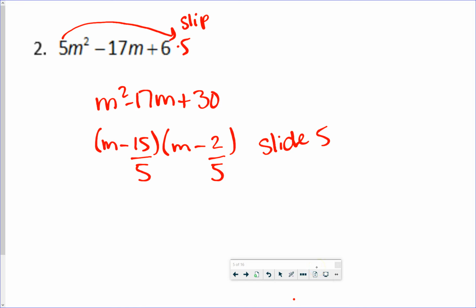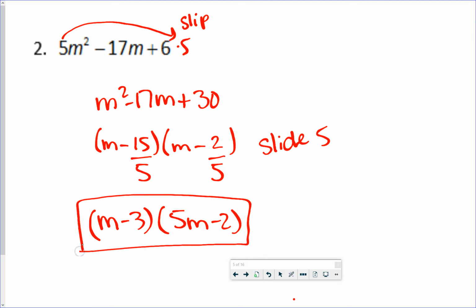My first factor is going to be what? M plus 3. And my second factor is going to be what? 5m plus 2. Good. The fraction cannot be reduced, so we promote the fraction up. And that is our answer. Again, you can check yourself. M times 5m. Does that give me 5m squared? Yes, it does.